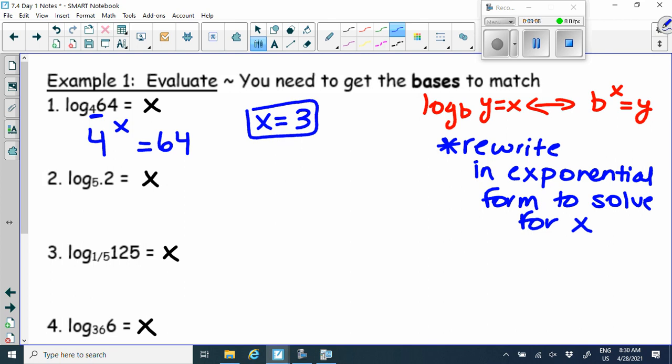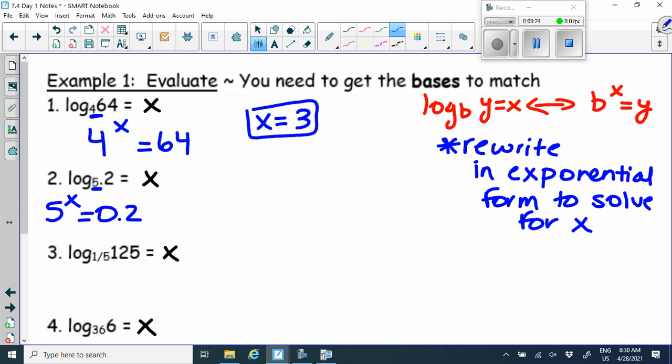You can try 4 squared or 4 cubed, plug it into your calculator and see what works. Okay, let's try the next one. We have log base 5 of 0.2 equals x. So 5 is my base. Once again, x is my exponent, equals 0.2.